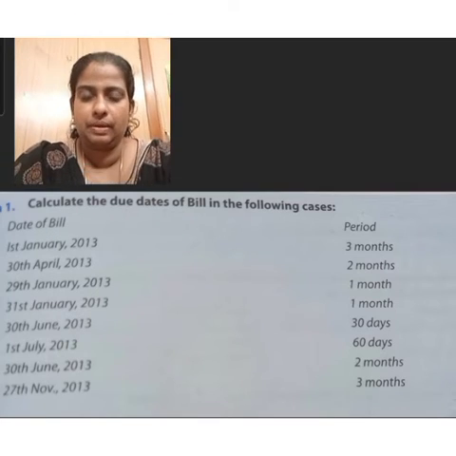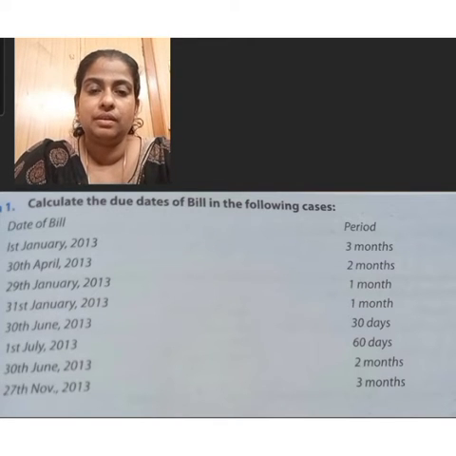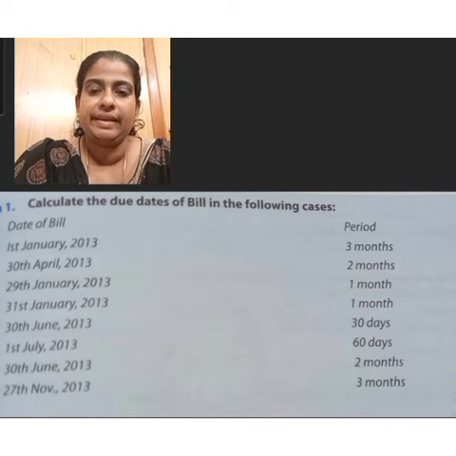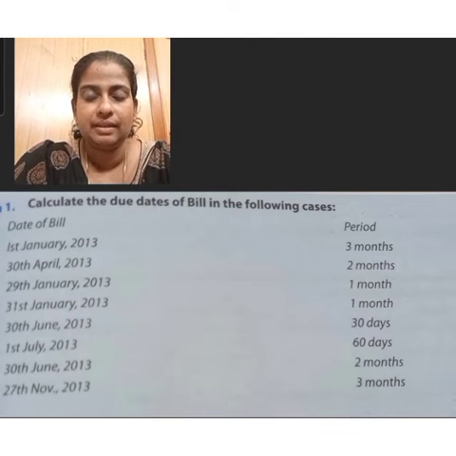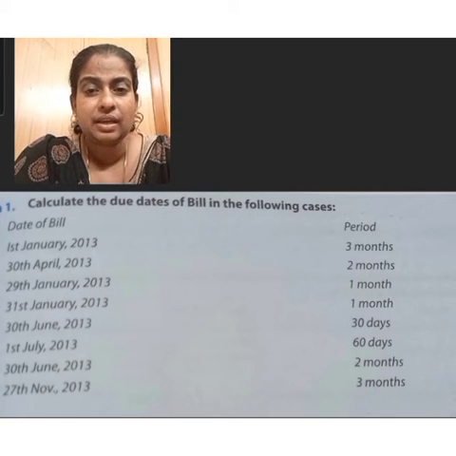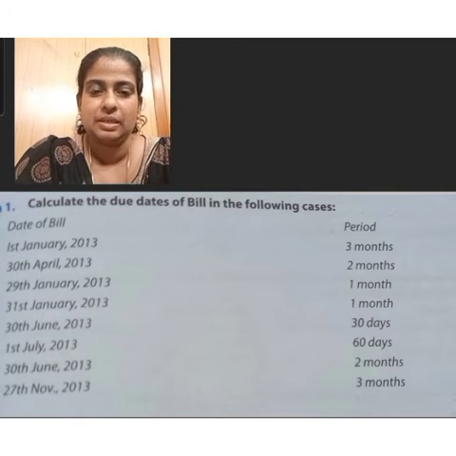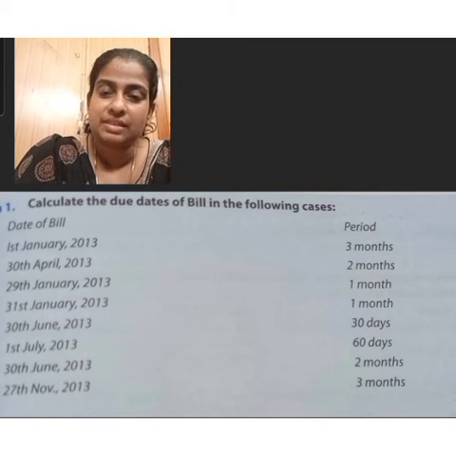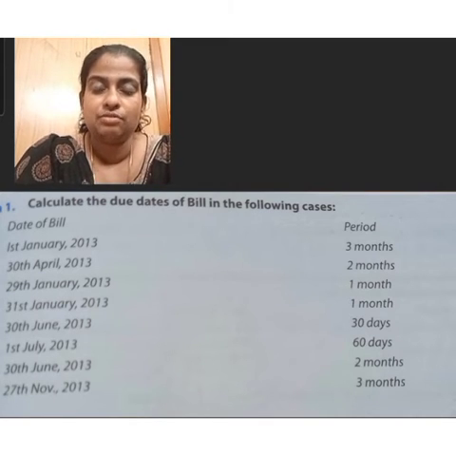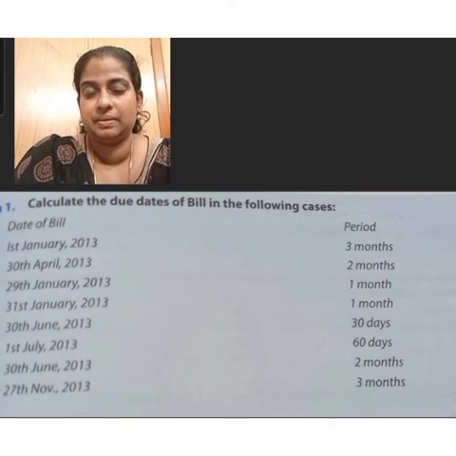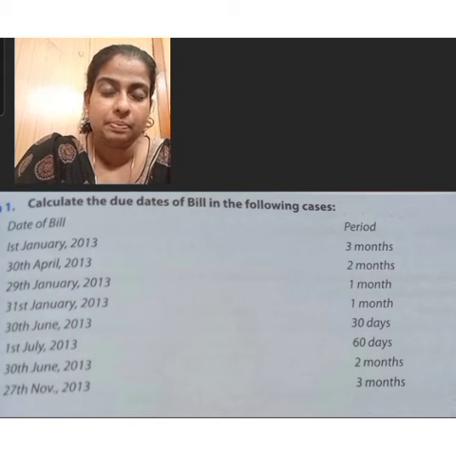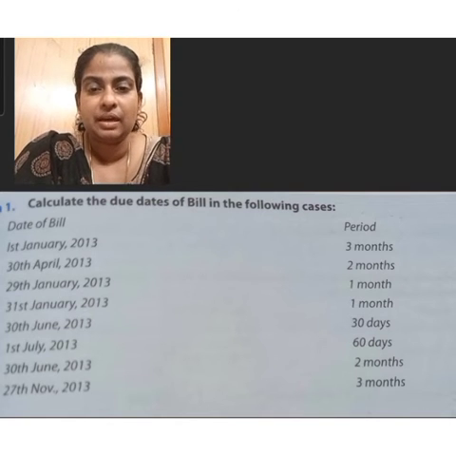Now we are going to solve one problem. Calculate the due date of the bill in the following cases. The first case is the bill drawn on 1st January 2013, for 3 months. How can you calculate the due date of this bill? The first step: 1st January to 1st February, 1 month. Then 1st February to 1st March, 2nd month. 1st March to 1st April, 3rd month. Then add 3 days of grace. That is April 1st, April 2nd, April 3rd and April 4th. April 4th is the due date.